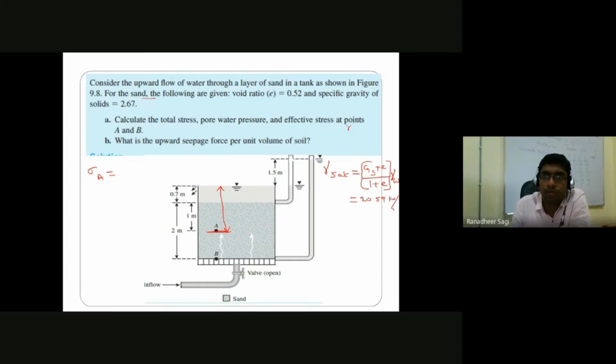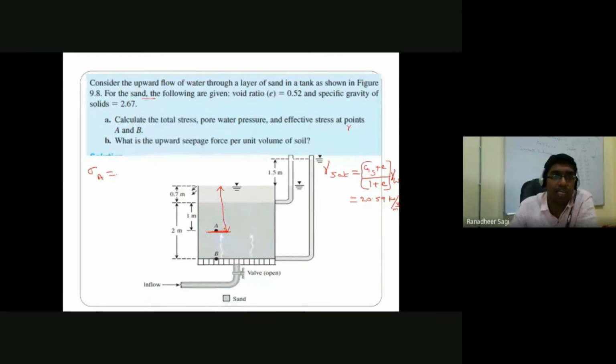Kilonewton per meter cube is the saturated unit weight of this particular soil. Once I know the saturated unit weight of this soil strata, I can go ahead and calculate the total stress at point A position.